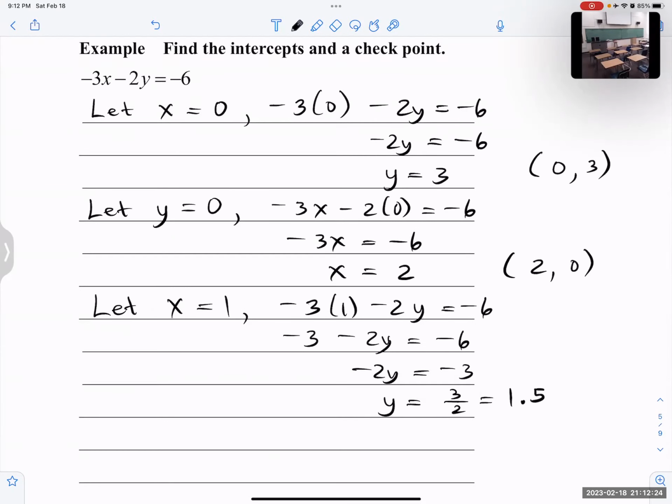So when x is 1, we have y is 1.5. So this third point should be collinear on the same line with the intercepts. If not, then there is an error somewhere that we'd have to then find.